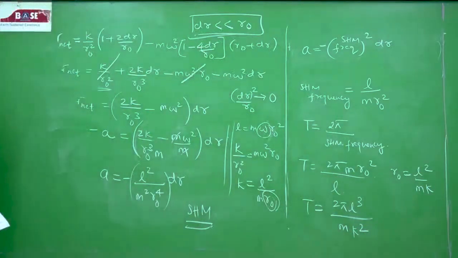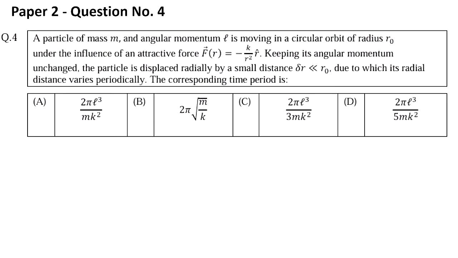So if you look at the options, 2 pi L cube by mk squared, that's our first option, right? So our first option would be the correct answer for this particular question. So everyone, I hope you understood this one. You can just check out, we have used all these ideas which involve Newton's laws of motion and the ideas of SHM and a little bit of approximations. So these are the concepts involved in this problem here.